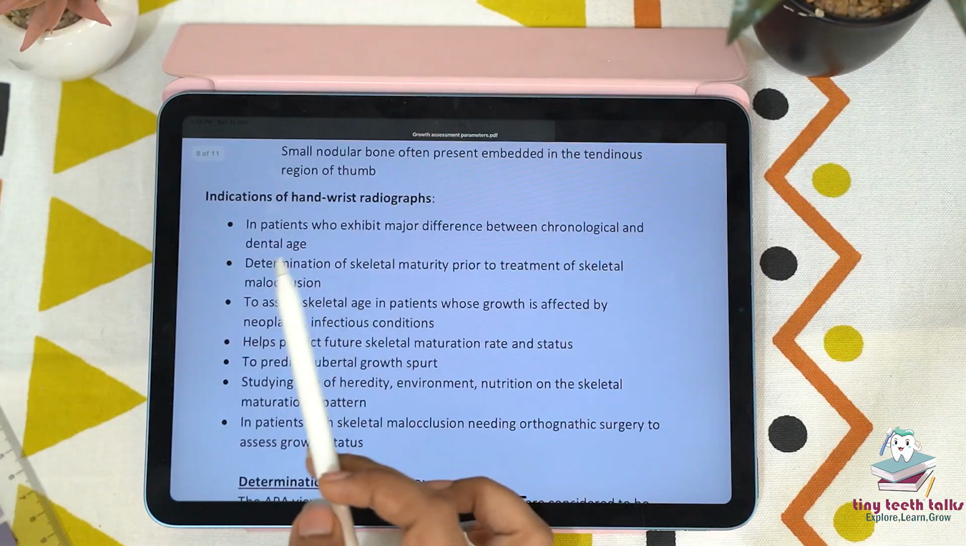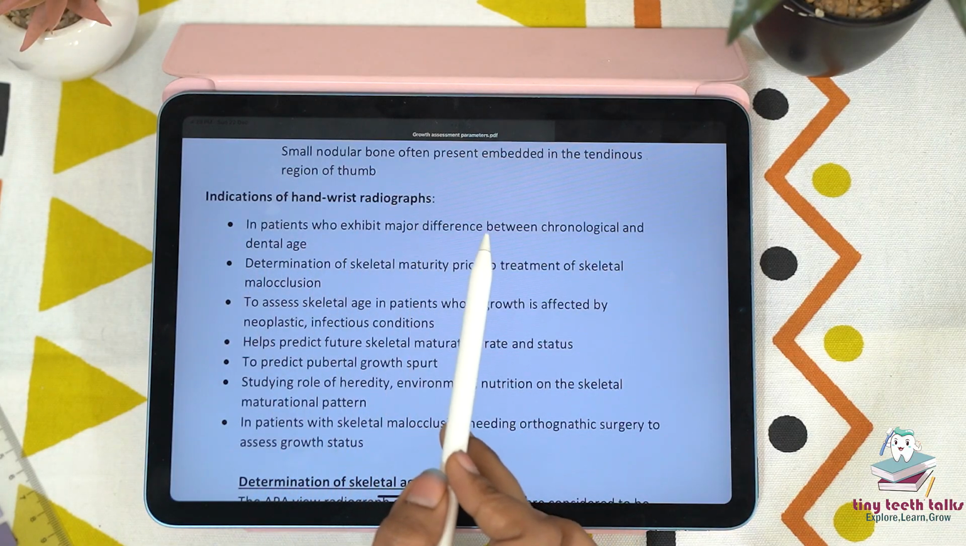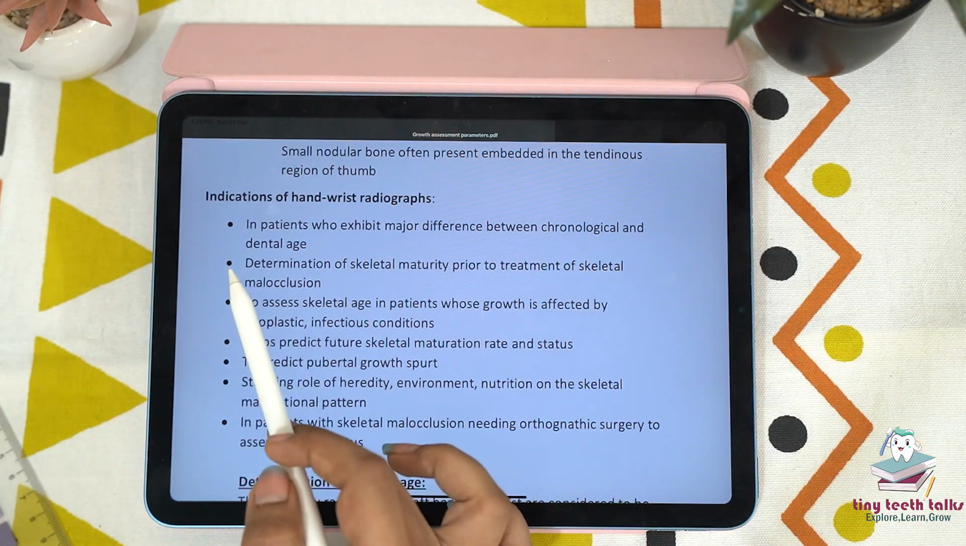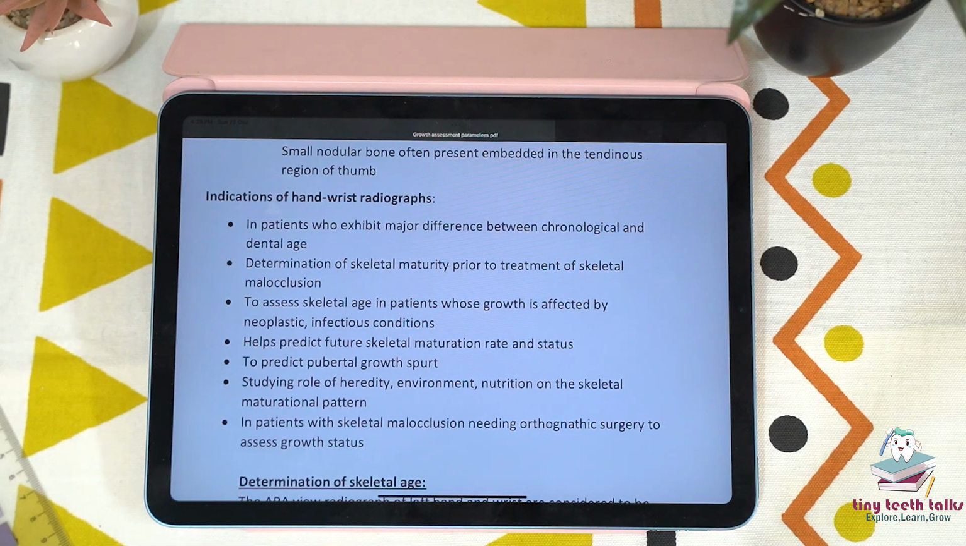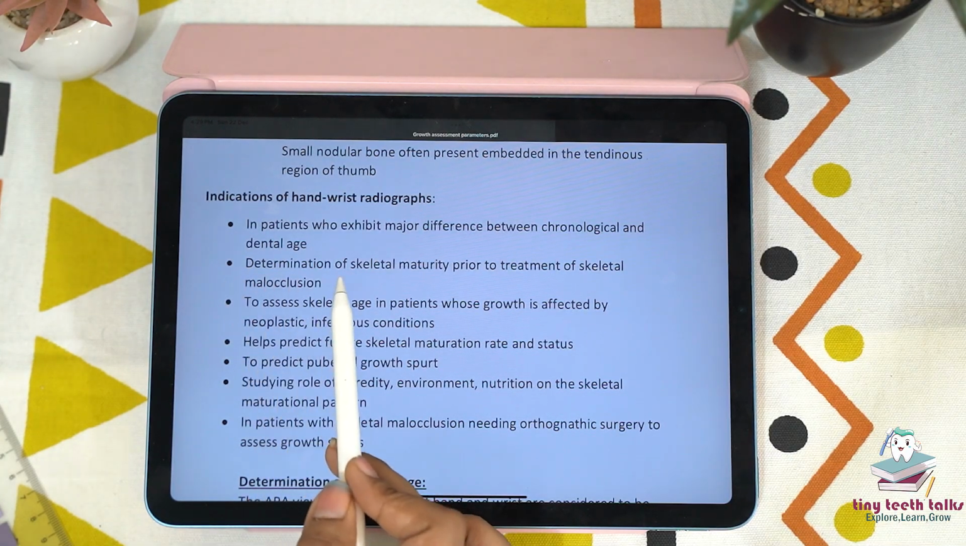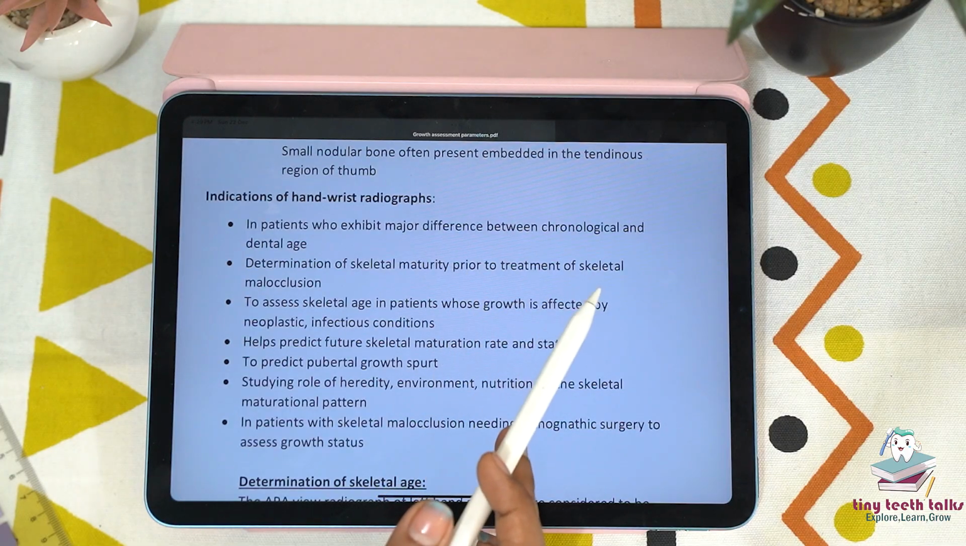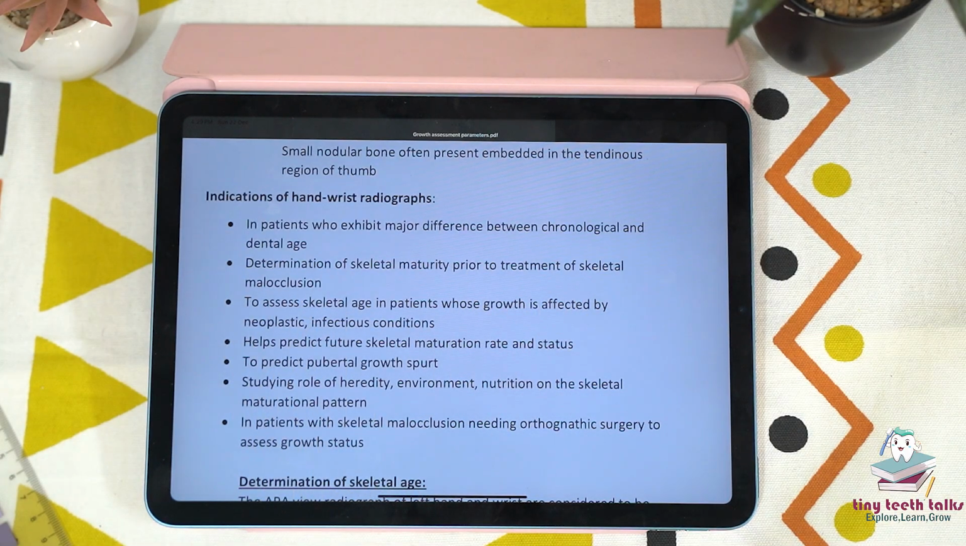Indications of hand wrist radiograph: in patients who exhibit major difference between chronologic and dental age. When a child's dental development does not match their chronologic age, hand wrist radiograph helps determine the child's actual skeletal maturity. A determination of skeletal maturity prior to treatment of the skeletal malocclusion. For accurate treatment planning of the skeletal malocclusion, it's crucial to understand the patient's skeletal maturity. This ensures that orthodontic and surgical treatments are timed correctly to coincide with the growth spurts.